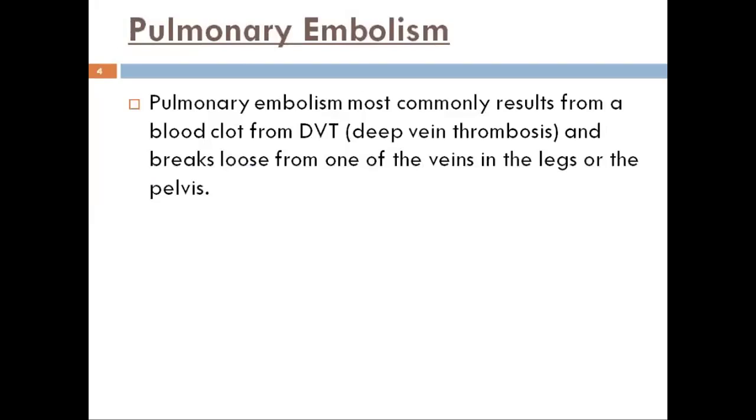Pulmonary embolism most commonly results from a blood clot from DVT, which is deep vein thrombosis, and it breaks loose from one of the veins in the legs, and then travels through the blood vessels. And it can also be from a blood vessel from the pelvis.